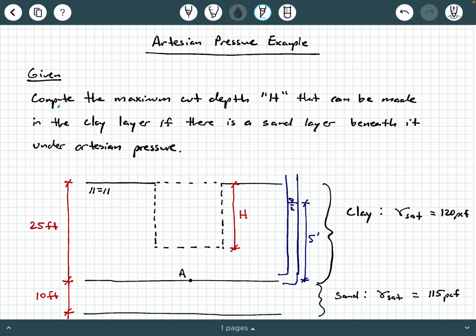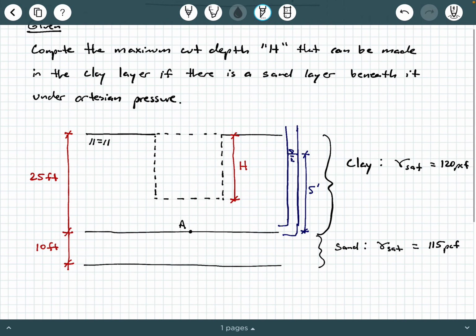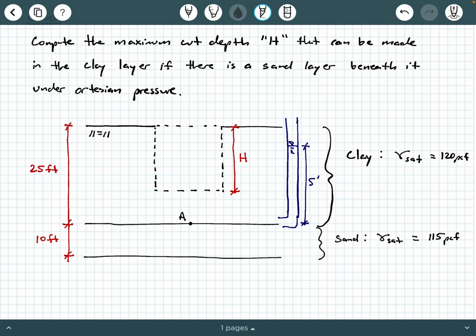Here we're being asked to compute the maximum cut depth, which we're calling capital H, that can be made in the clay layer if there is a sand layer beneath it under Artesian pressure, okay? So if we take a look at this given diagram, what do we have here? Well, we have a ground surface here, okay? And we want to make some kind of cut in this ground surface to a depth H, but we don't know what that depth H is, okay?